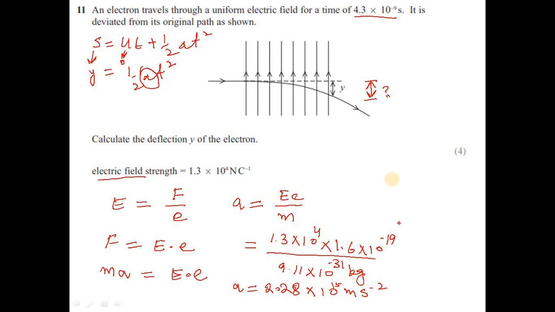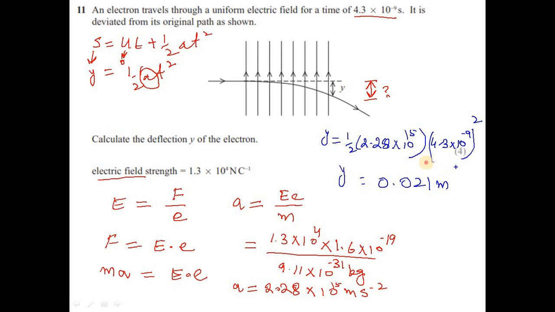Now you can figure out y. So your y would be equal to half of the acceleration, which is 2.28 or 2.3 × 10^15, times t squared. t squared is 4.3 × 10^-9, whole squared, and y equals 0.021 meter. This is your vertical deflection.